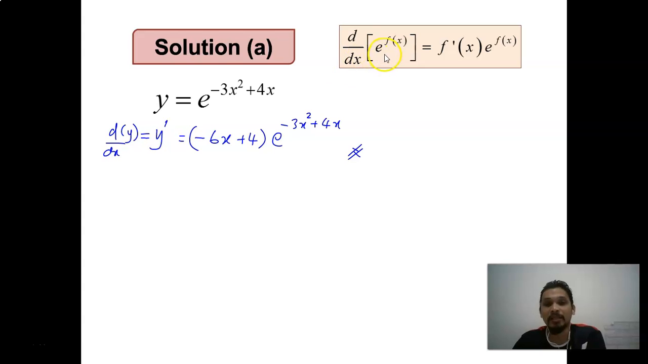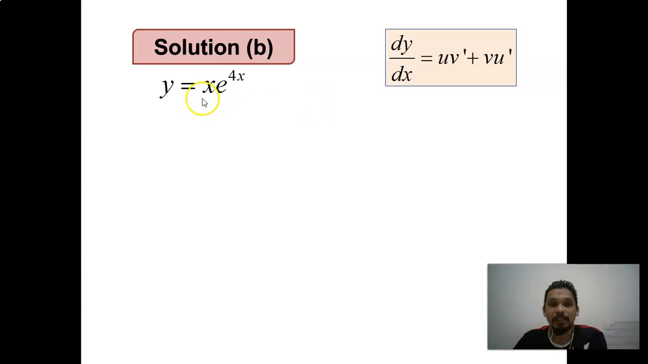Okay, and so let's take a look again here. e to the power of f(x), differentiate this equals f prime x. So differentiate this first. Okay, 2 times negative 3 equals negative 6x, 2 minus 1 equals 1, then differentiate 4x equals 4, multiply with e to the power of f(x).